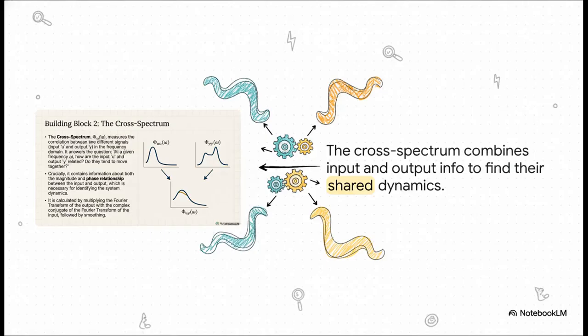What makes the cross spectrum so powerful is that it's not just looking at the input by itself or the output by itself. It's combining information from both to uncover their shared dynamics, the fundamental cause and effect relationship that's hiding underneath all that noise.